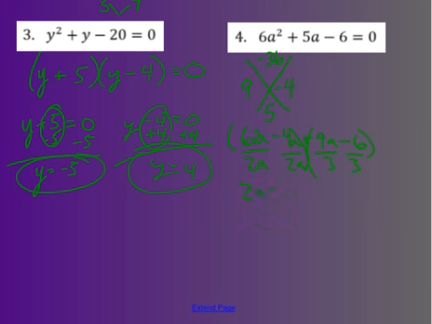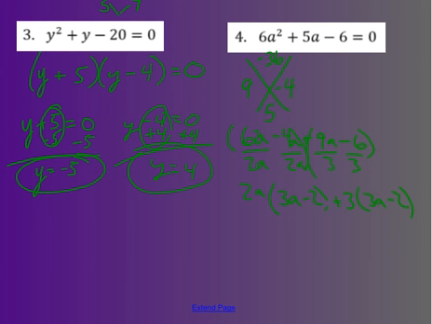Whew, this is more fun than I wanted it to be. So sometimes you could guess and check. I chose to do my math here so that I had the correct answer no matter what. So I'm going to get 3, so plus 3, and I'm going to have 3a minus 2.